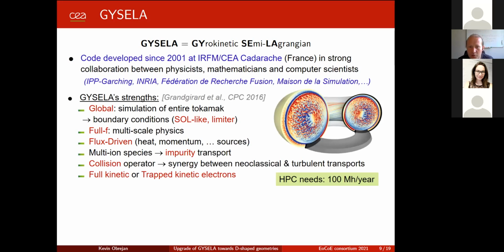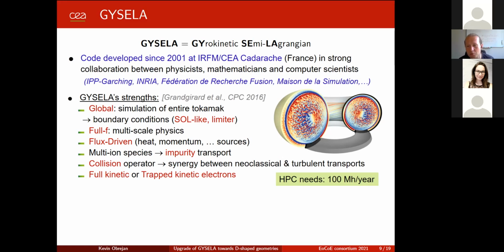Some key points of GYSELA are the fact that it's a global code. So you have the whole cross-section and the whole plasma that is simulated, as opposed to local codes, which might only look at a small area, either a small window inside of the plasma, or a hollowed out torus without the center of the torus or the outside, and just a very thin layer. So this one is global.